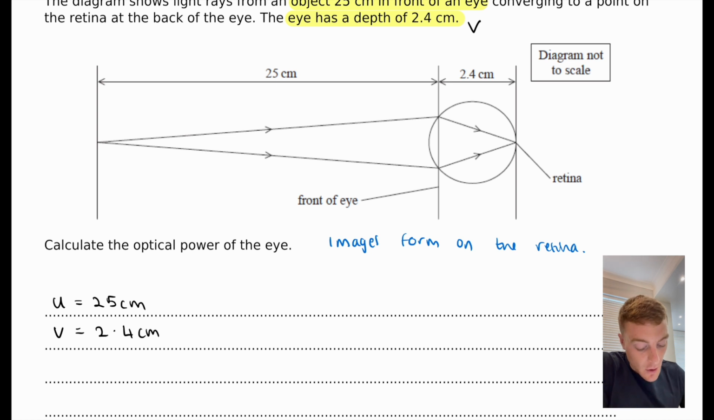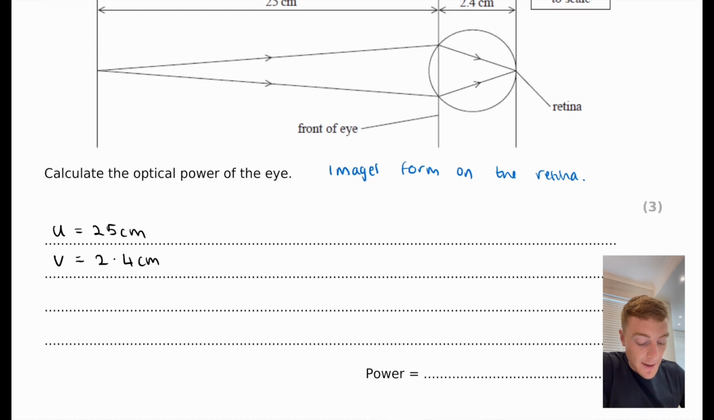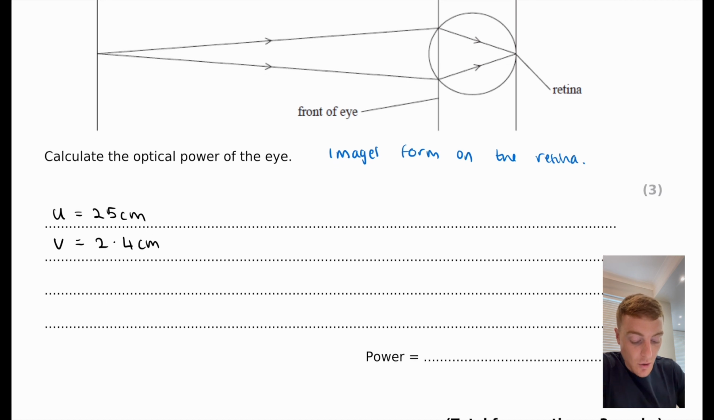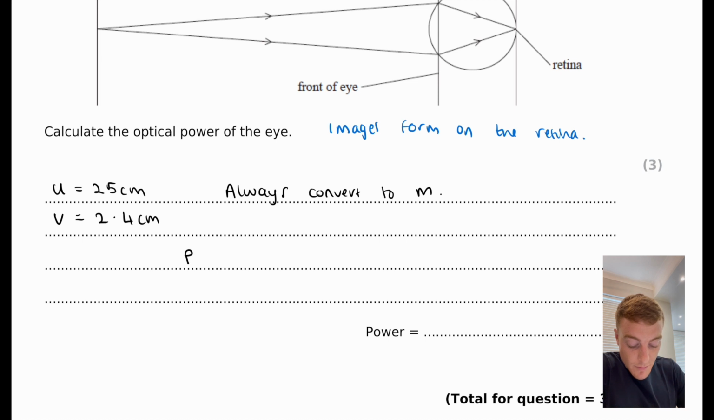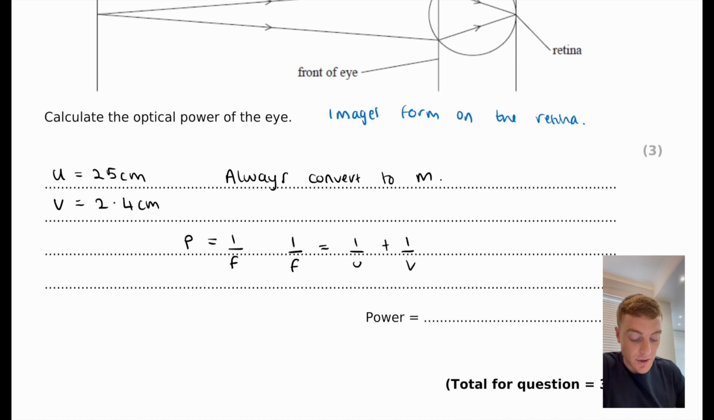Okay, calculate the optical power of the eye. Now for power questions, you need to always convert to meters. And that'll be clear why in a second. So we know that P is equal to 1 over f, but also 1 over f is equal to 1 over u plus 1 over v from our lens equation. So combining them, I get my power is equal to 1 over u plus 1 over v.